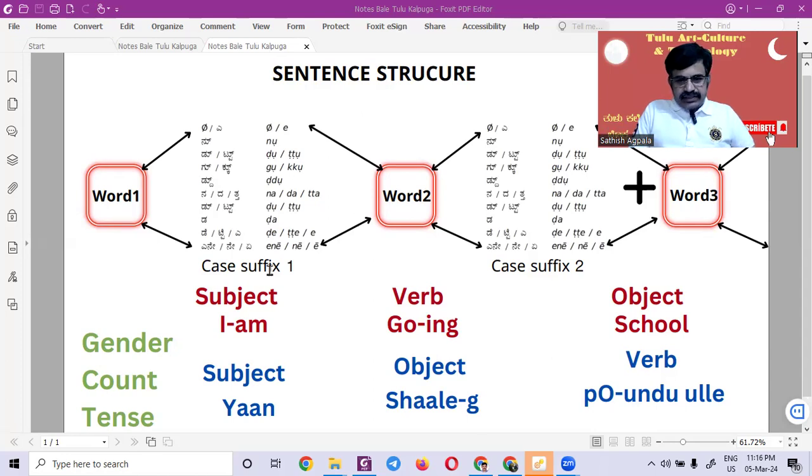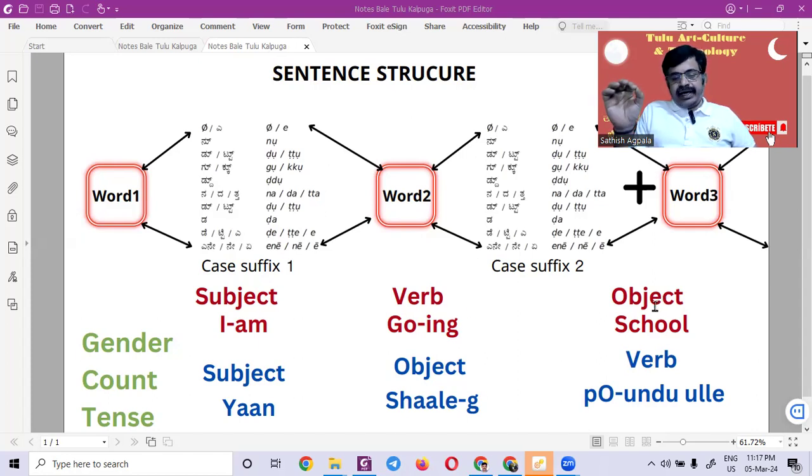While forming the sentence we have to take this input. You have to understand the structure first. Anyway, the sentence is a group of words that are interconnected. Word 1, word 2, word 3. Now here we have to properly use the subject, object and verb. In English, the formation will be subject, verb and object.